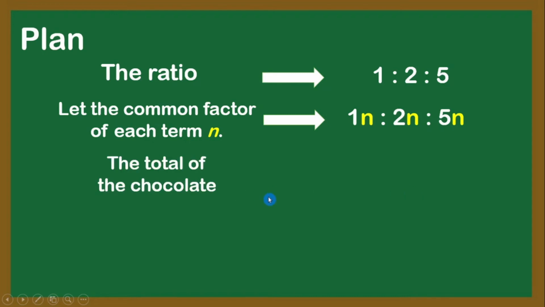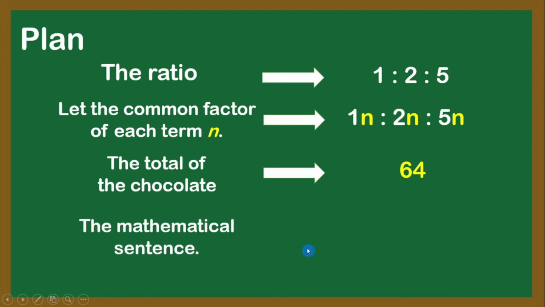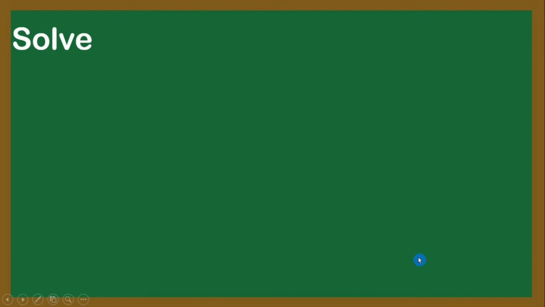The total of the chocolate is 64. So there are 64 chocolates. Now we have the mathematical sentence as 1n plus 2n plus 5n equals 64. So if you're going to take the sum of the three terms together with the common factor, it will be 64. Now let us solve. 1n plus 2n plus 5n equals 64.